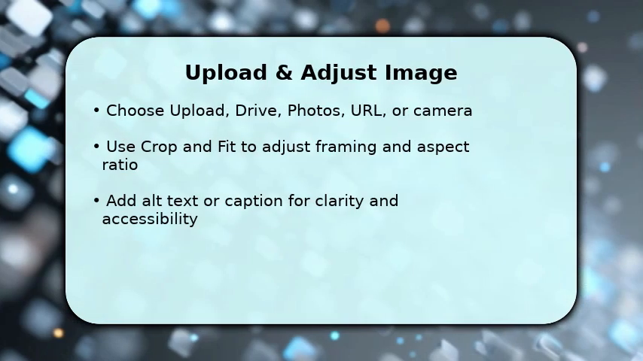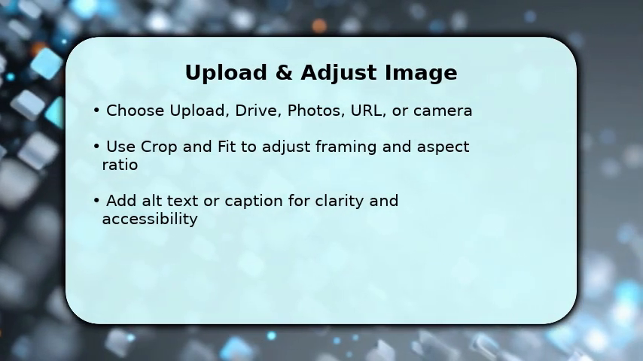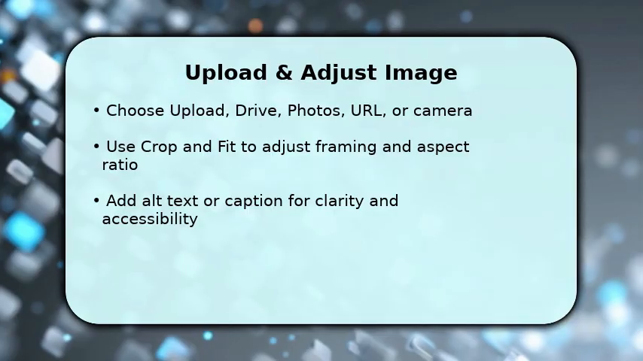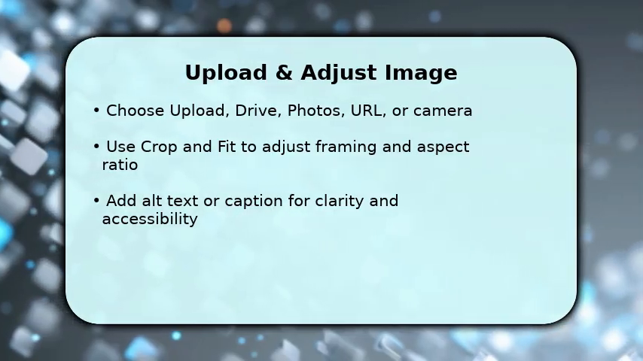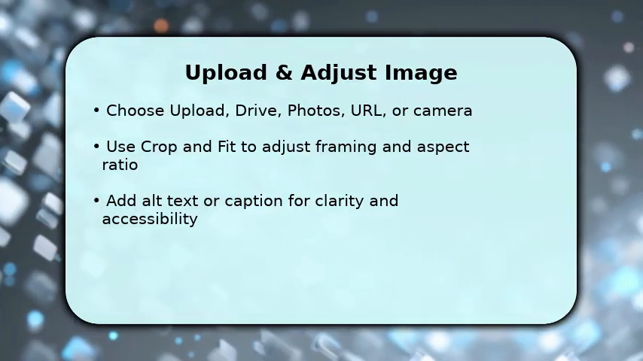Select the source, upload for local files or drive for shared assets, and pick the file. Use the crop and fit controls to set framing. This ensures the form displays consistently on desktop and mobile. Once placed, add alt text or a caption to improve accessibility and context.